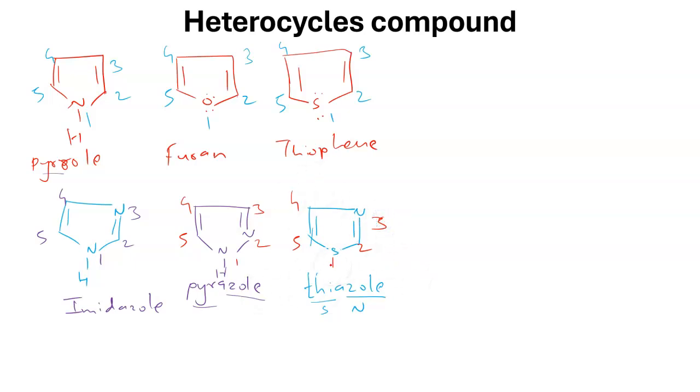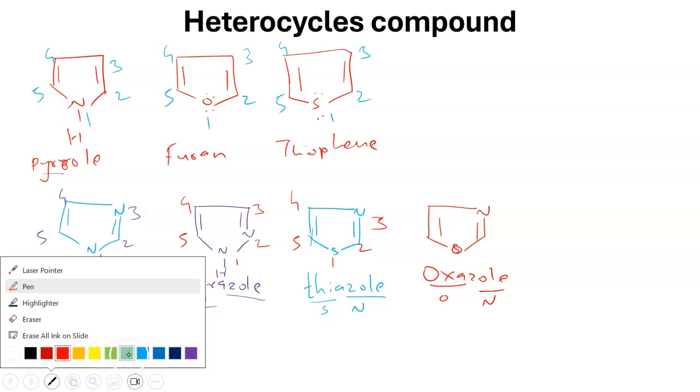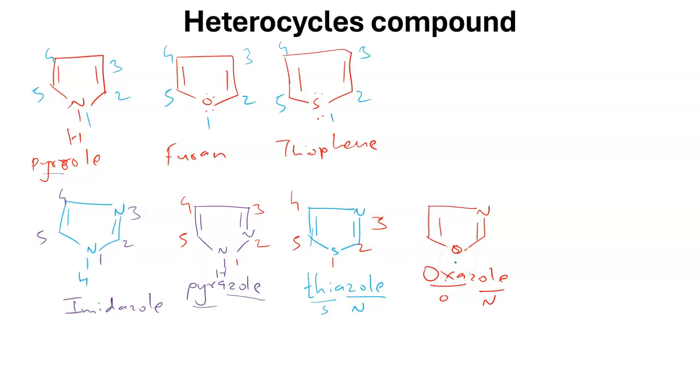Next structure, it is oxazole. Oxa again refers to oxygen, and zole refers to nitrogen. So the number of the nitrogen will again be 3, and oxygen will be at the first position. So numbering will start again from the heteroatom which has the highest priority. Why does it have the highest priority? Because the atomic number of oxygen is higher. Nitrogen is 7, oxygen 8 and sulfur 16. So always remember that the heteroatom with the highest priority will start numbering: 1, 2, 3, 4 and 5.